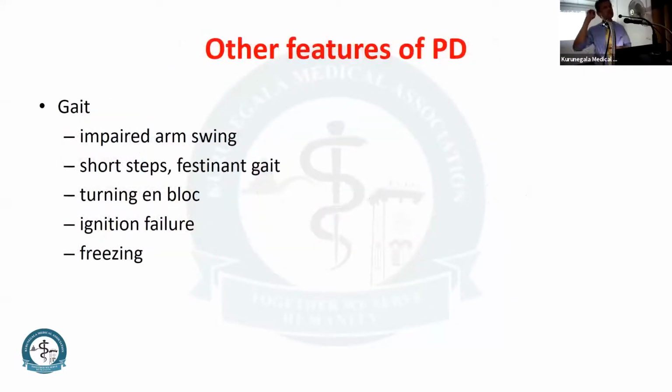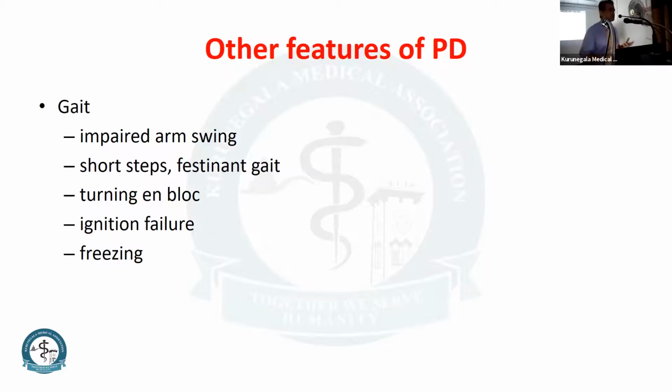What are these other features of Parkinson's disease? One is the typical gait. When the patient walks into our consultation, we know the patient has Parkinson's disease because they have this impaired arm swing. That is because of rigidity. And I told you it's asymmetrical, so one arm is not moving because there's severe rigidity on one side. Short steps, they have festinant gait, so they will walk like that. Short steps, and sometimes they have short steps and then longer strides. Okay. That is called festinant gait.